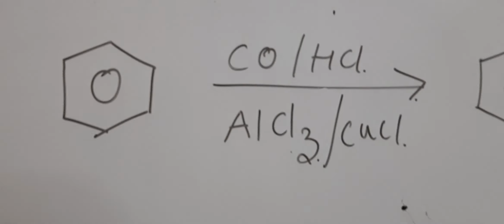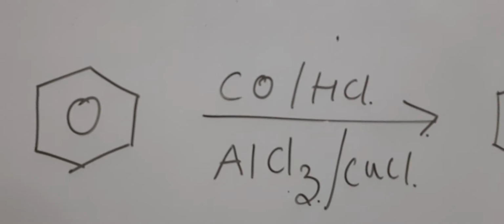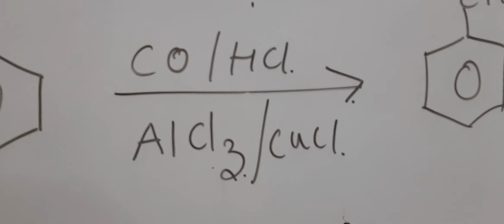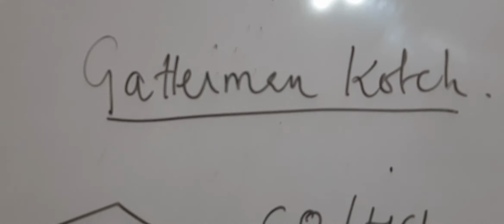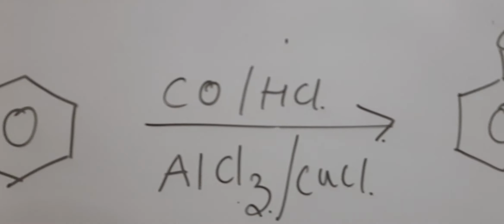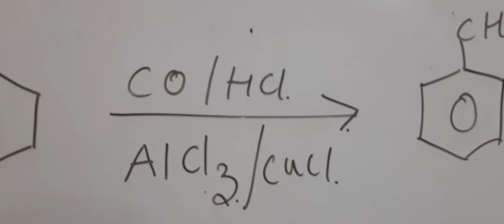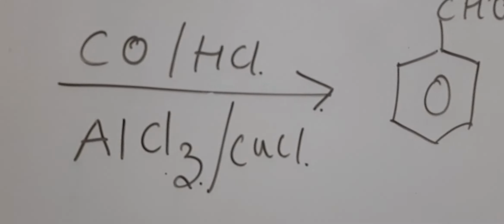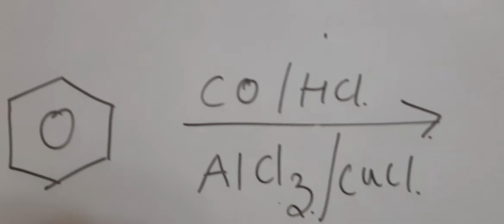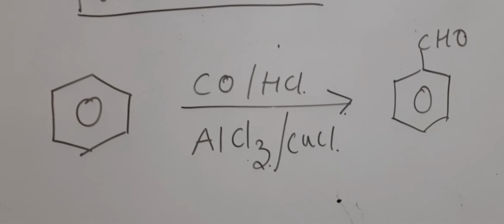So we have seen two methods of preparation of benzaldehyde. One is the Etard reaction, and the other is the Gattermann-Koch reaction. In the Etard reaction, toluene is converted to benzaldehyde using chromyl chloride and CS2. In the Gattermann-Koch reaction, benzene is converted to benzaldehyde using carbon monoxide, hydrochloric acid, aluminum chloride and copper chloride. Apart from the Etard reaction, there is another method to prepare benzaldehyde from toluene.